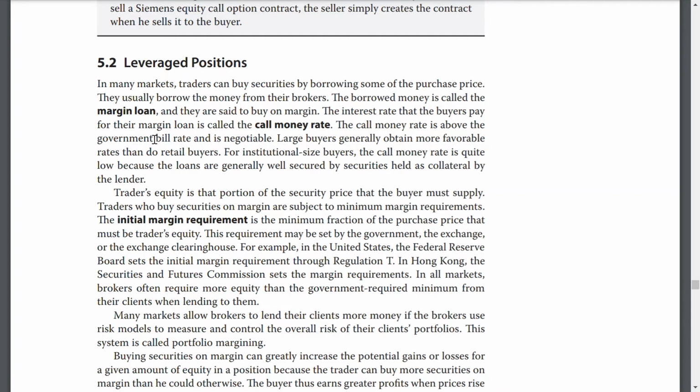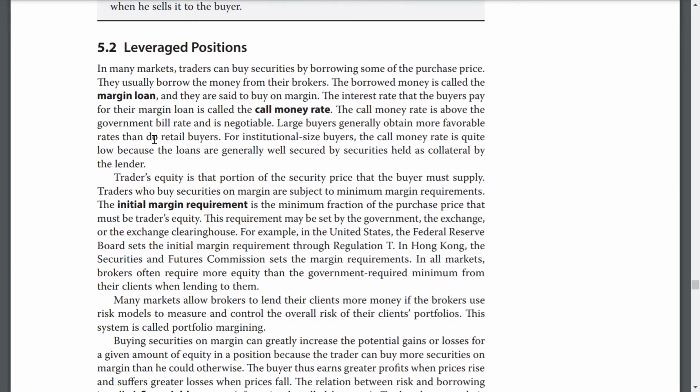The call money rate is above the government bill rate and is negotiable. Large buyers generally obtain more favorable rates than do retail buyers. For institutional-sized buyers, the call money rate is quite low because the loans are generally well secured by securities held as collateral by their lenders.